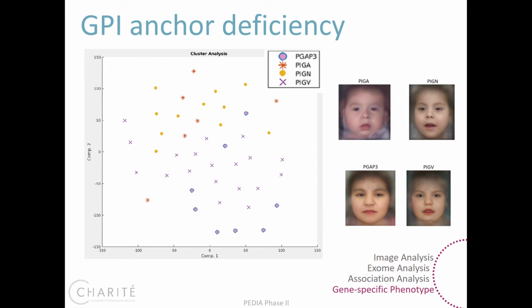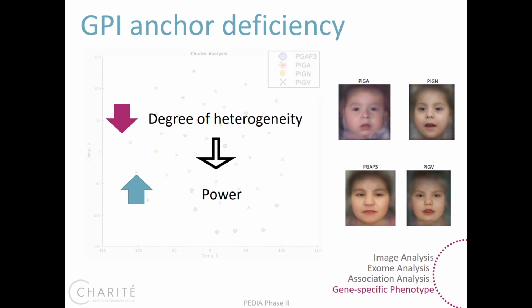We analyzed the images of these patients and compared their similarities in a high-dimensional phenotypic space. Interestingly, the 2 principal components show a clustering that is gene-specific. In other words, even in molecular pathway diseases, heterogeneity can be reduced by Gestalt matching, which can be used to increase the power in an association study.